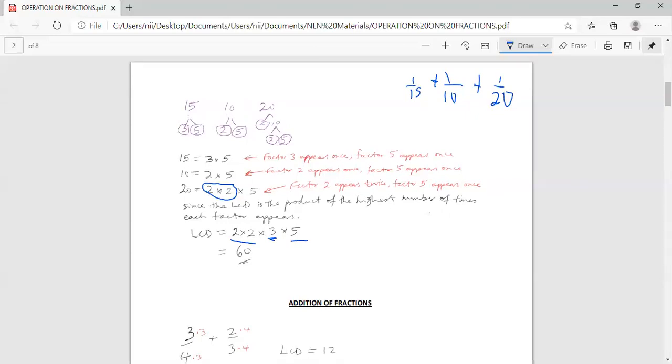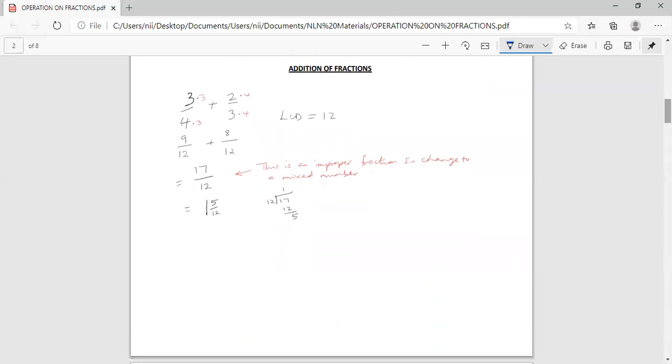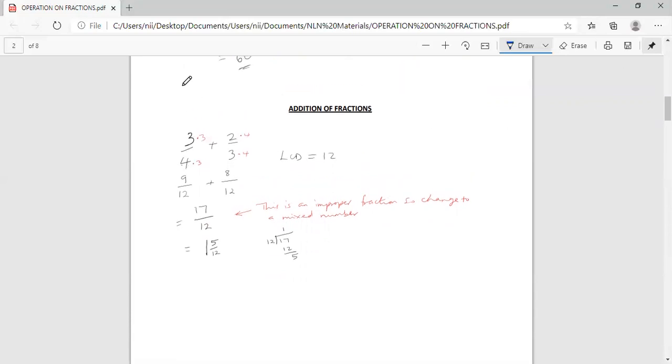Okay. So with this knowledge, now let's try a question where we're going to add fractions. So let's try this question here. Given 3/4 plus 2/3, how can we add these two numbers? So what we are looking at is 3/4 plus 2/3. So those are the numbers we want to add.